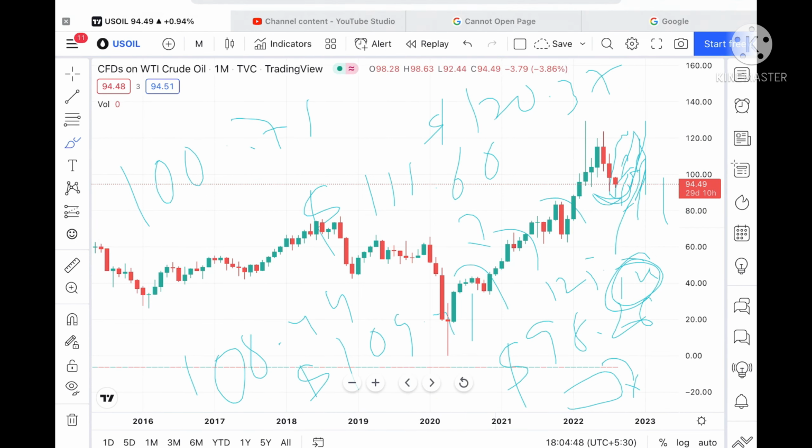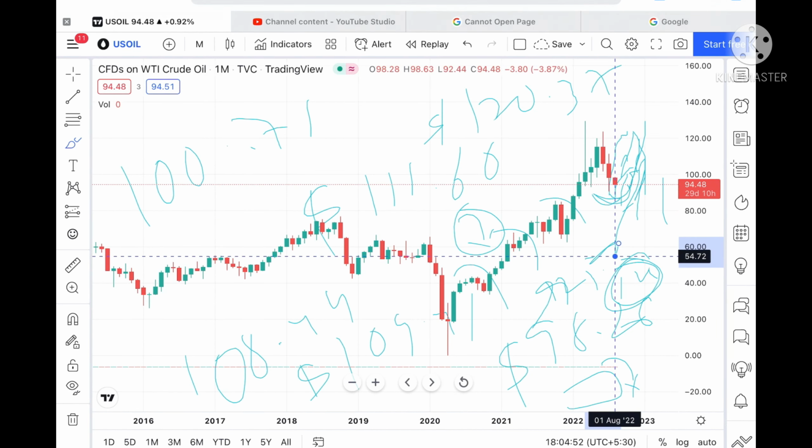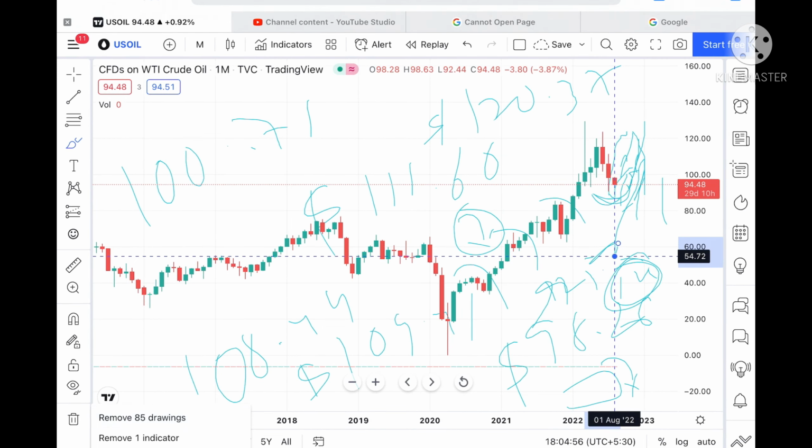So if a bounce back comes, then we can see again a 123 level, and again on the upside we can see it can cross this particular high also. Okay, now you have to understand something.